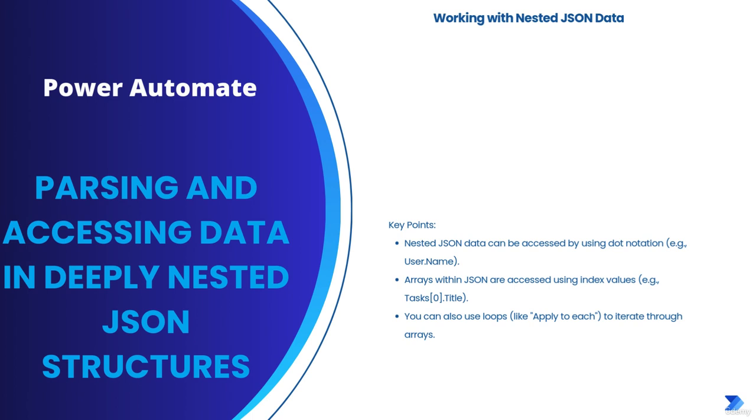In cases where you don't know how many items will be in an array, such as tasks or user records, you can use the Apply to each action to loop through each item dynamically. Best practice: when accessing arrays in JSON, always consider the possibility of empty arrays or arrays with variable lengths. Use the Apply to each loop to process each element safely, without risking errors due to missing data.